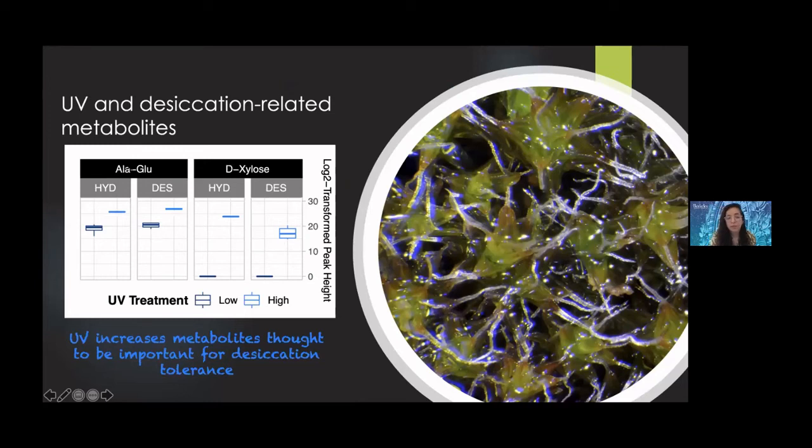The interesting thing about these are alanine and glutamate are amino acids, and this D-xylose is a sugar. And both of these are thought to be important for desiccation tolerance. And so this is interesting. Desiccation didn't increase these, UV did. And so it might be a case of what's known as cross tolerance. UV induces production of a metabolite that's useful for a different stress, desiccation.